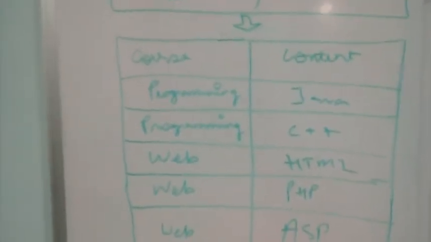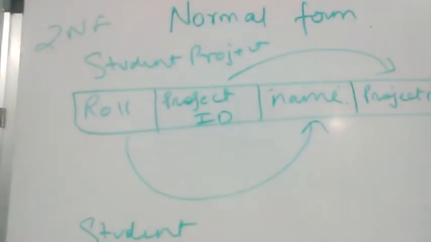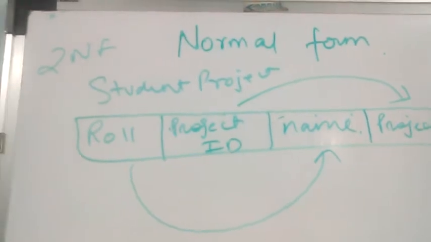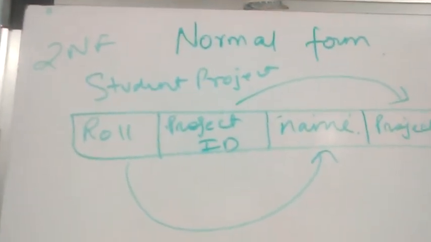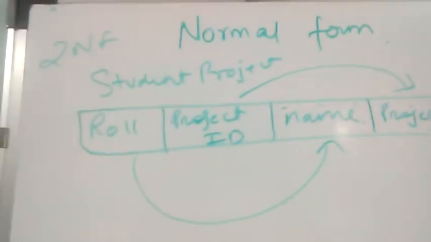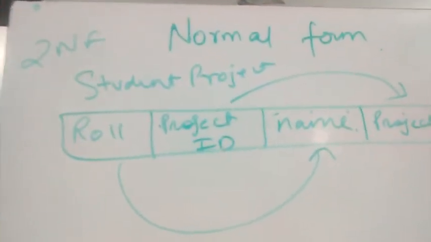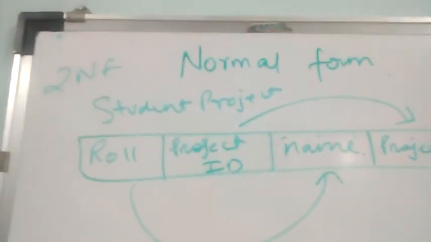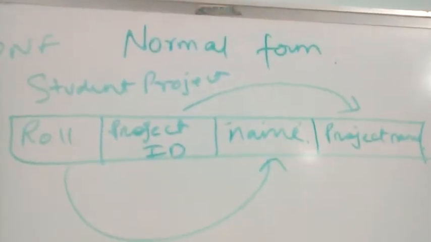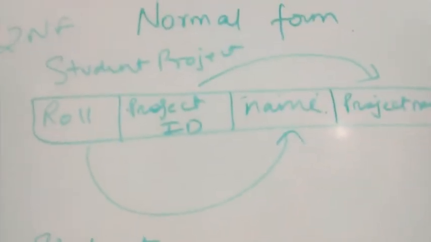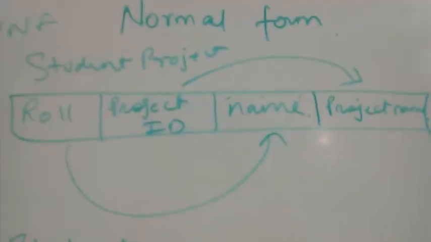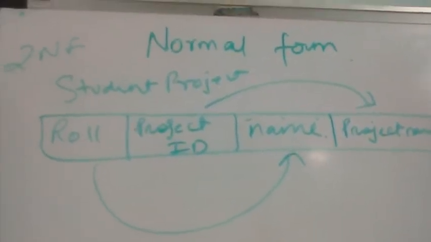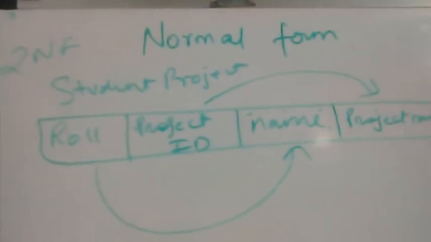Now we will see what is second normal form. Before going on to second normal form, there are two things which you need to know. First is a prime attribute. It is a part of the primary key. In other terms, you can say that a prime attribute is a primary key, and a non-prime attribute is not a part of the primary key. Here you can see that there is a table called student project, and in this table the name of the student is dependent on the roll number, and the project name is dependent on the project ID. So this is not in second normal form.